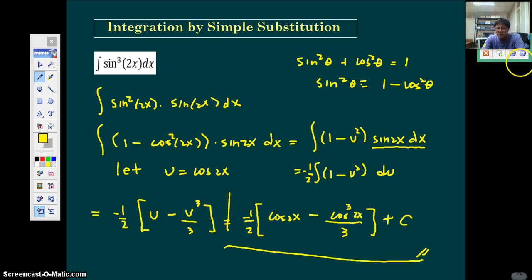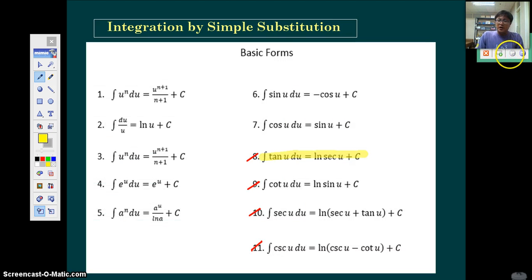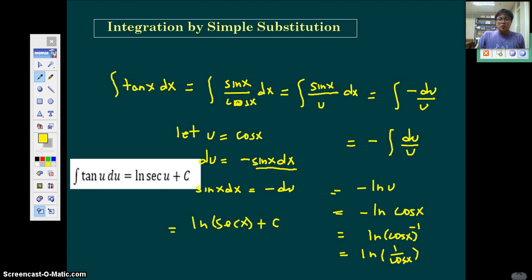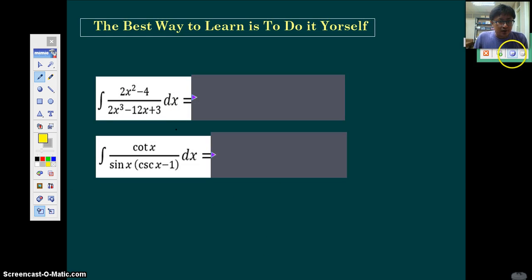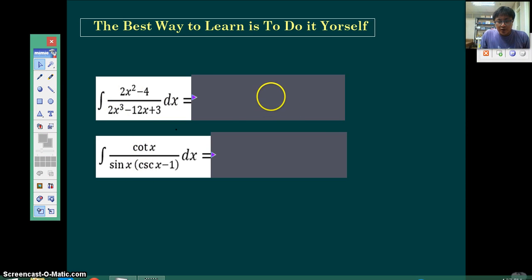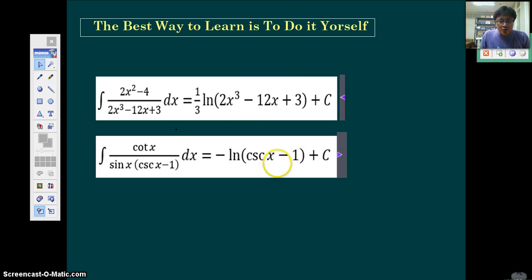Okay, now of course, to learn more about this technique, you need to practice this. Remember that the goal of any technique, including this one, is to make or convert any given integral into these integrable forms, basic forms that we will be using for this topic. So, of course, my favorite part, the best way to learn is to do it yourself. I have here two integrals. I want you to use this technique and try to integrate these two given integrals, and you should arrive at these answers. So this one for practice.